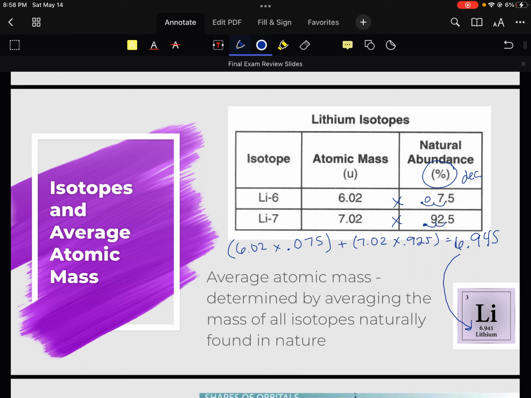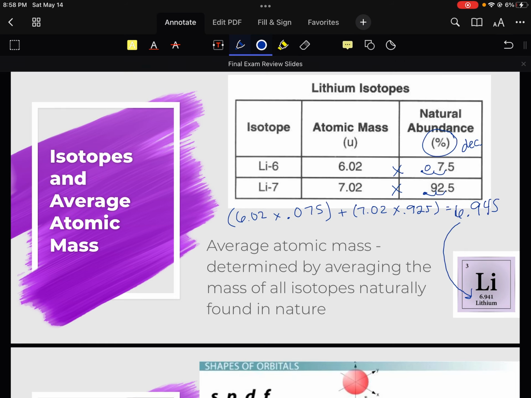So you do need to know how to do this formula. Just remember, multiply the mass times the percent, and then we're just adding them up. Just make sure you remember to move your decimal, okay? If you don't, you'll realize that this number is way too big. You'll get something like 694, and we know that's way too big to be on the periodic table, so you can think about moving your decimal at the end.